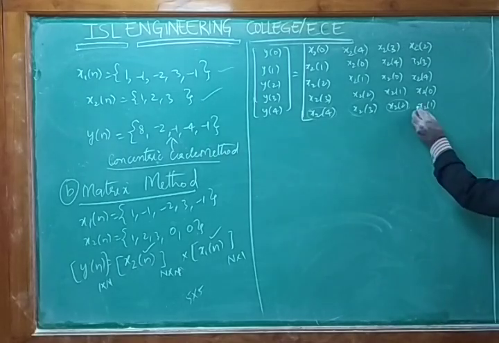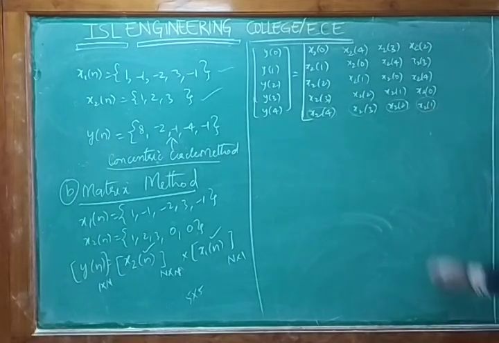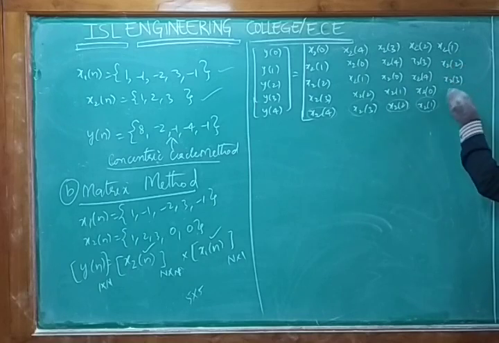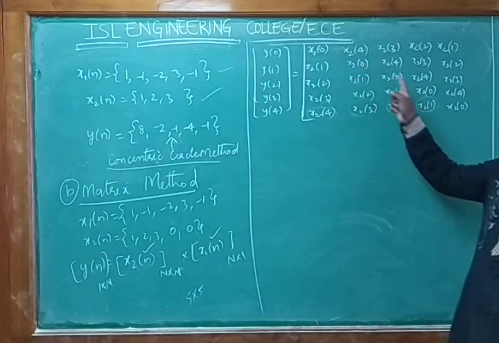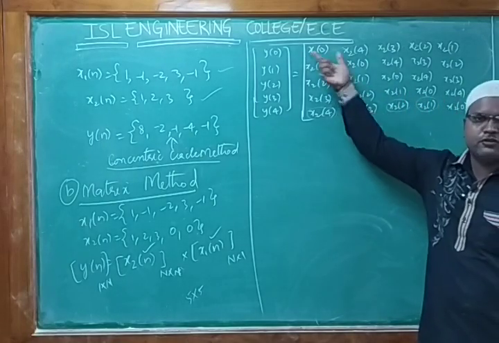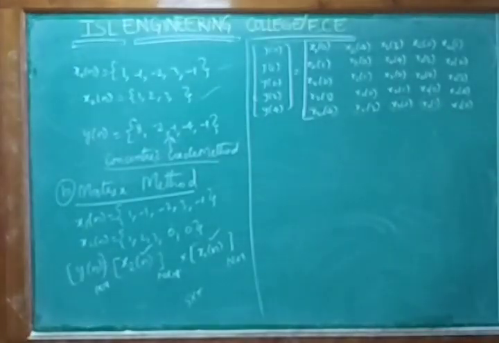Again, where have we stopped? At x2 of 1. So we should start the next column with the same value. What will I write here? x2 of 1, then x2 of 2, x2 of 3, x2 of 4, then x2 of 0. As you can see, all along the diagonal it became x2 of 0, x2 of 0, x2 of 0, x2 of 0. From where did we start? x2 of 0. Where did we end? x2 of 0. So we wrote the x2 matrix.